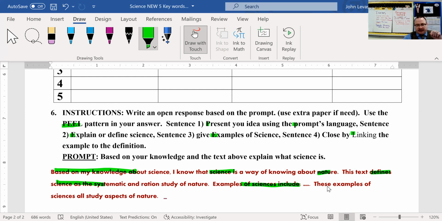And sometimes with the linking stage, if you're writing many paragraphs, you link what you've written in that paragraph to what you're going to talk about next. Or you can go back and link the first sentence to the earlier sentences and tie it all together.